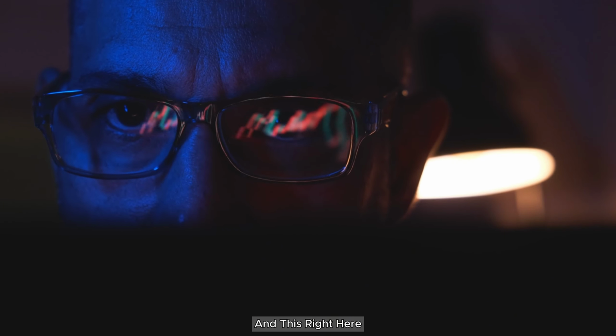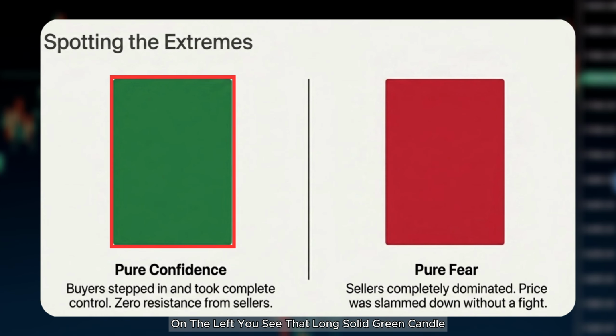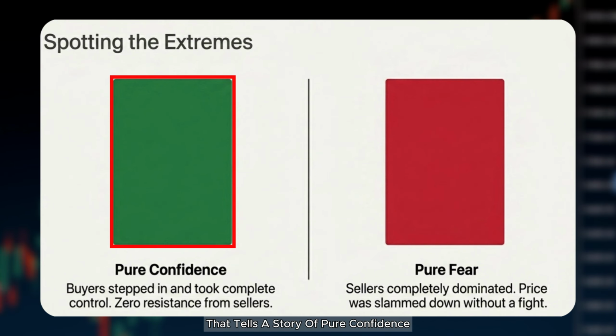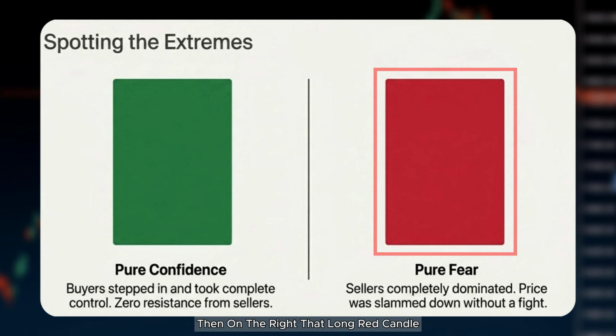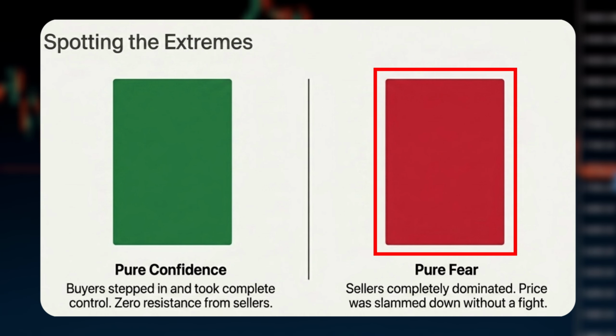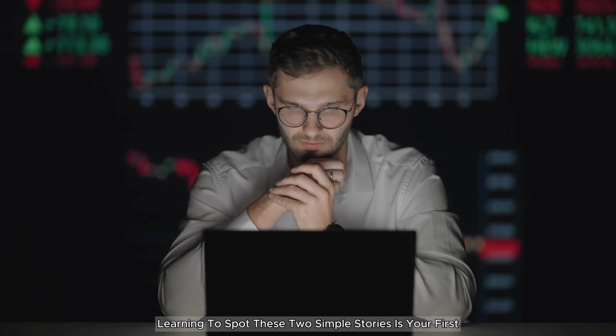And this right here illustrates the two extremes perfectly. On the left, you see that long, solid green candle? That tells a story of pure confidence. Buyers just stepped in and took complete control. Then on the right, that long red candle? That's a story of fear. Sellers dominated and just slammed the price down. Learning to spot these two simple stories is your first huge step toward understanding the market.